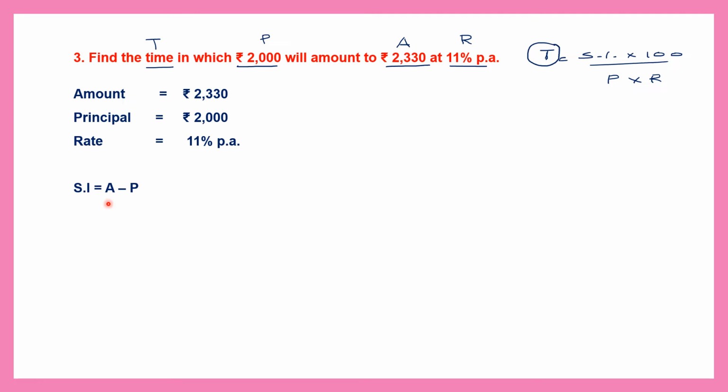Now this is a formula that you have to apply. Simple interest is amount minus the principal. So what is the amount? The amount is there in the question itself. The amount is this 2330.